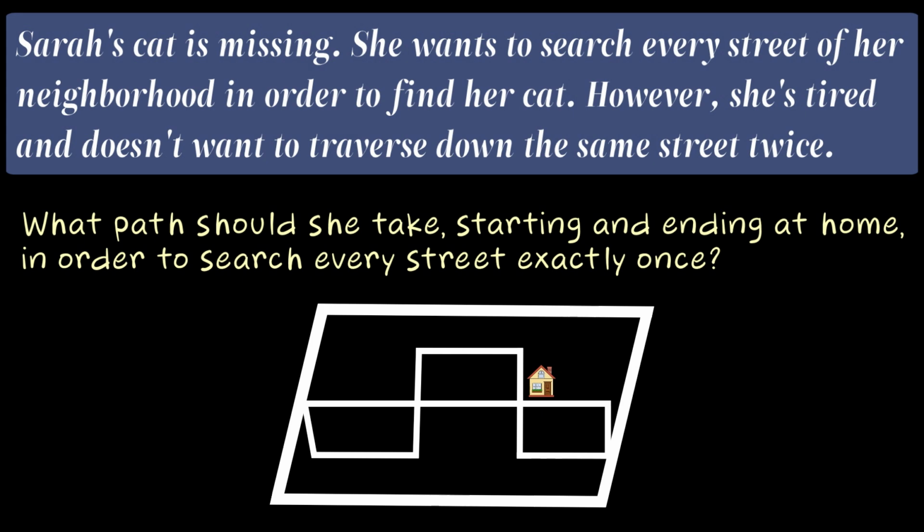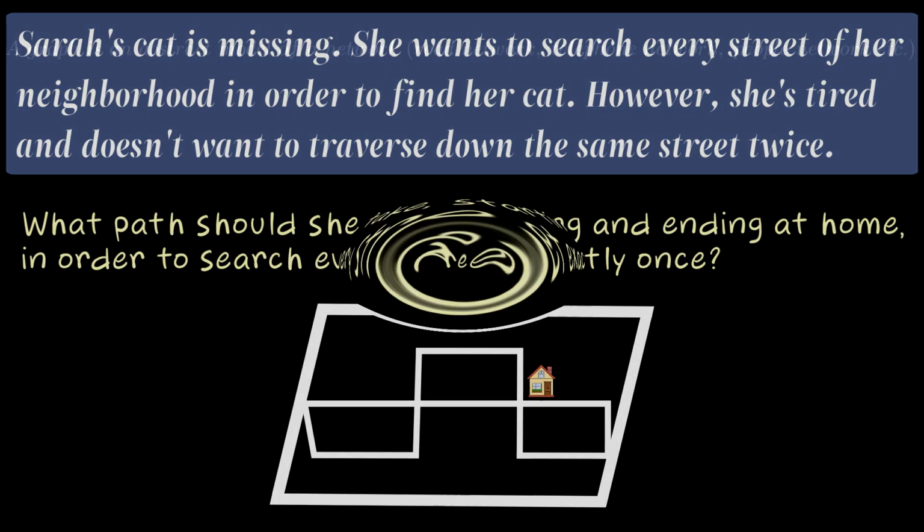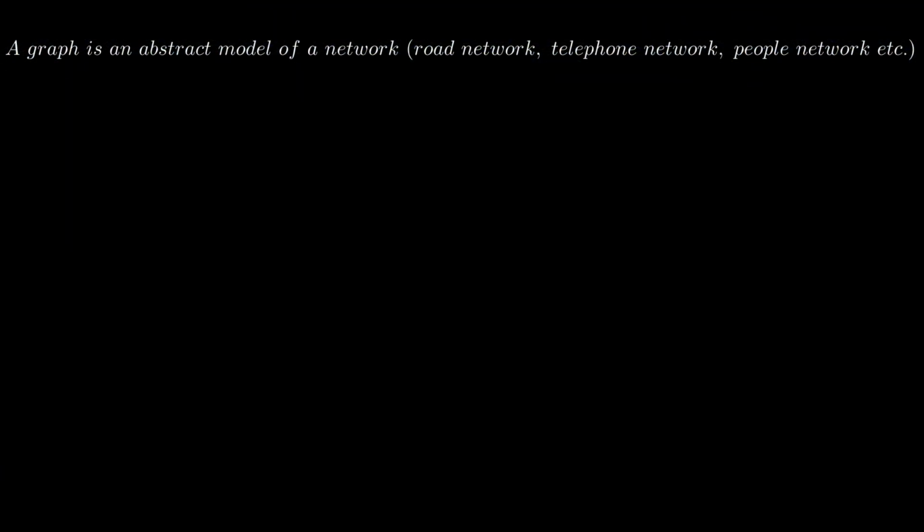So what is graph theory, you ask? Good question. Graph theory is the area of mathematics that deals with graphs. When I say graphs, I don't mean an XY Cartesian graph, like the graph of an equation. A graph basically is an abstract model of a network. This network can be anything: a road network, a telephone network, relationships between people. So let's start out with a few definitions. Let's strictly define mathematically what a graph is.